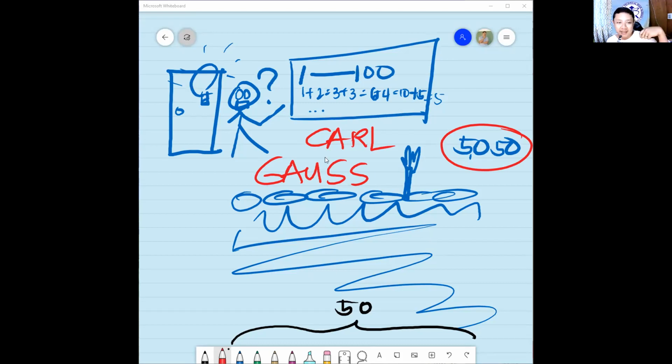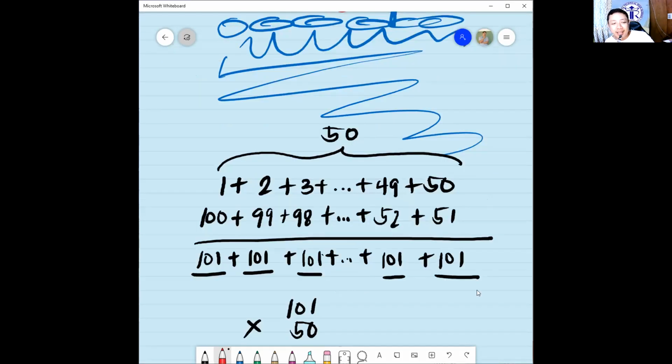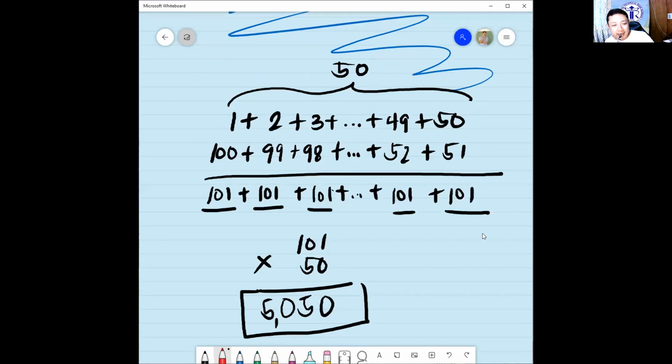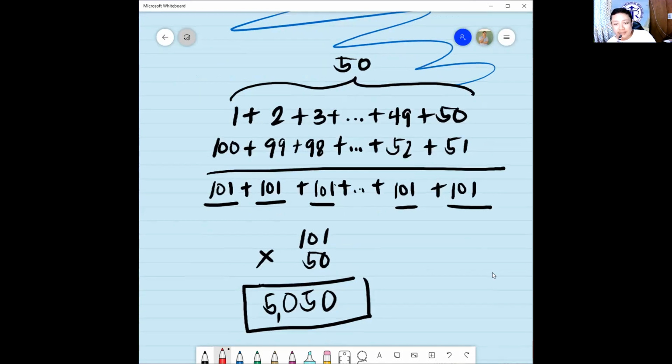Try to add 1 to 100, straight through. You will take so much time to solve that. But because of Carl Gauss, life became easier. This one looks more complicated because it's a detailed computation.